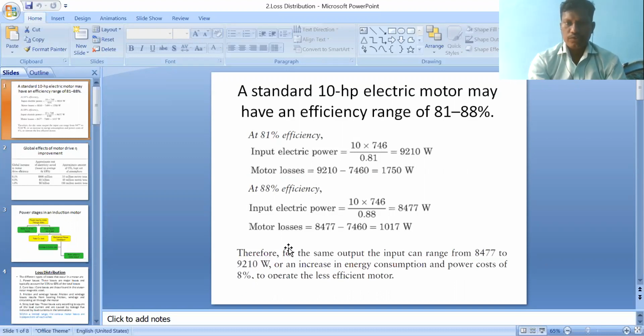So due to that reason, it is nothing but a standard motor. It is not applicable for an energy efficient motor. So what we understood is that energy consumption and power cost are increasing by 8%. It is the main drawback. So why do you consider energy efficient motors? Because these standard motors can operate as less efficient motors. From this analysis, you should have understood.